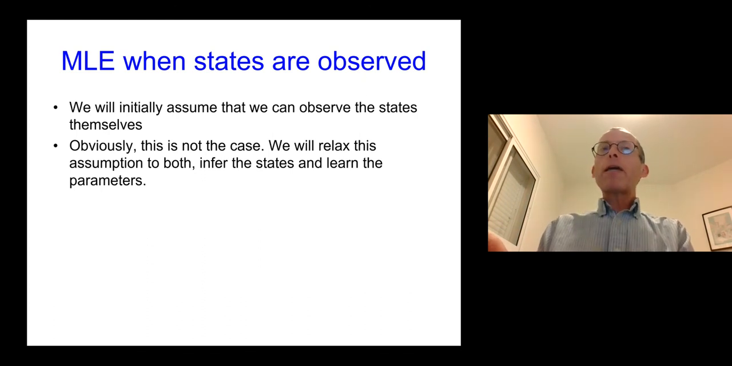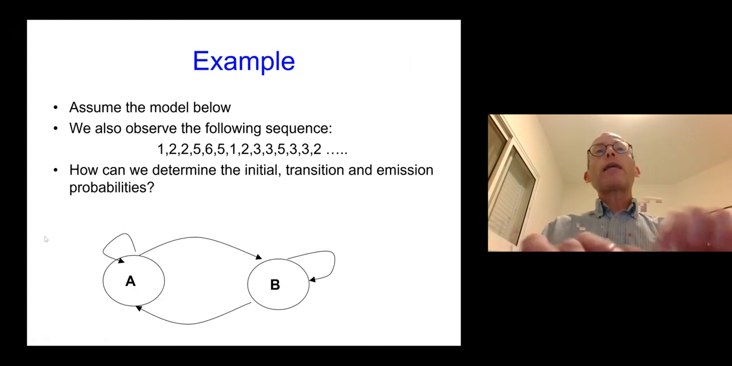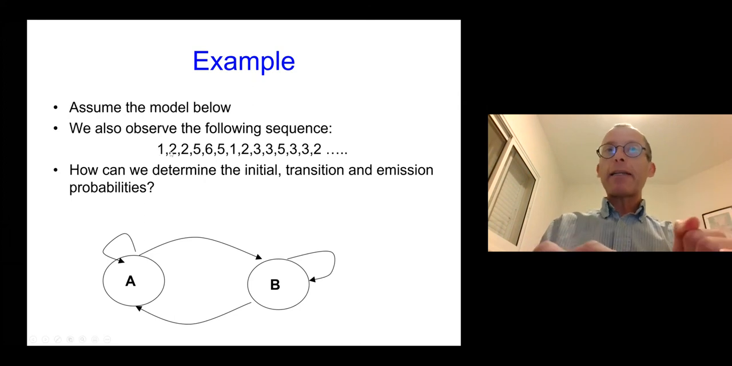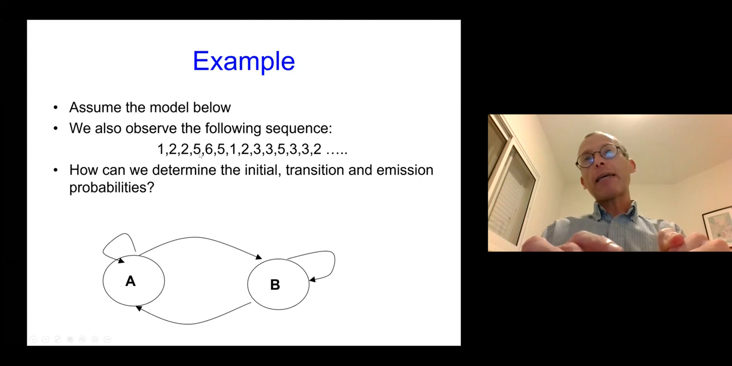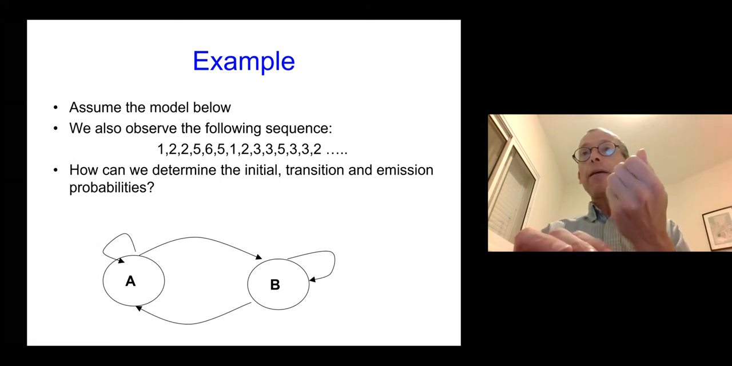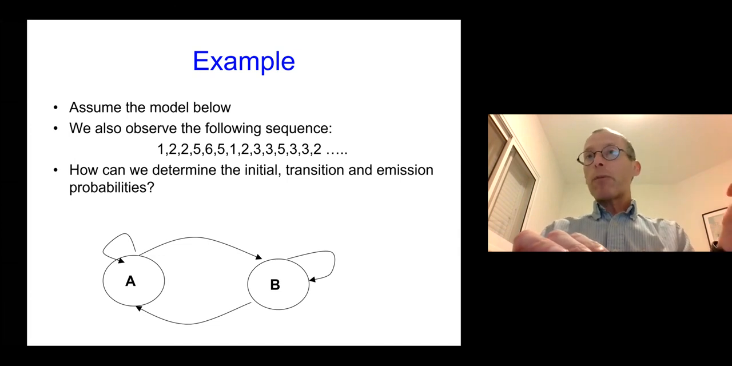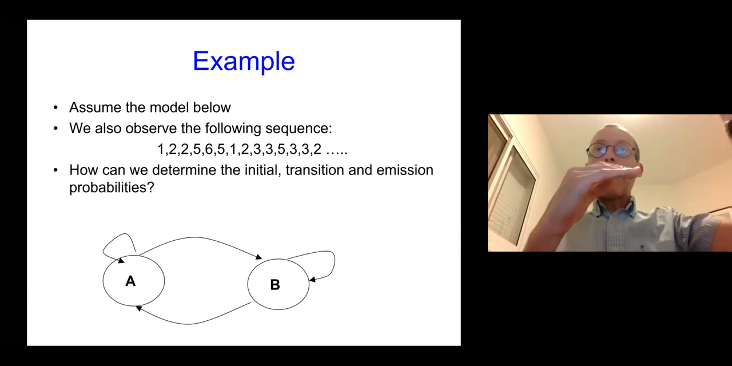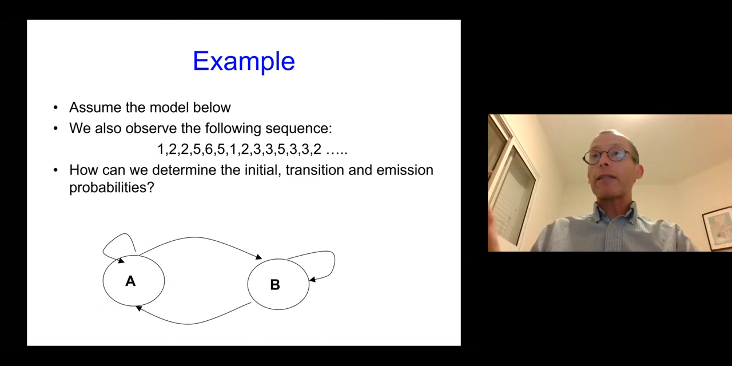However, we can make our life very easy if we observe the states. If I told you that in the first time point we're in state A, in the second time point we're in state B, in the third we're in state A, and so on, if I told you the states, then learning the parameters, basically the emission probability, is very easy. It becomes basically a maximum likelihood estimation problem, because I have the state, I have a set of observations, so it's a multivariate distribution. One, two, one. And if I have enough observations, I can easily do MLE.